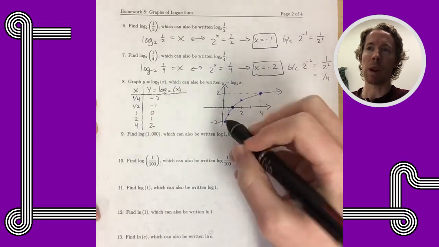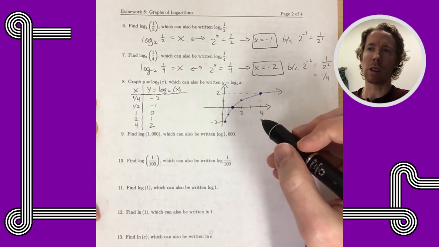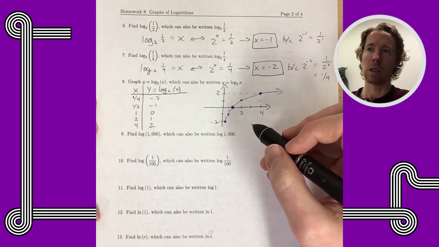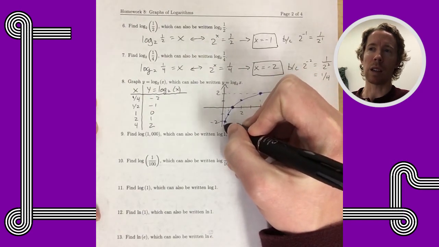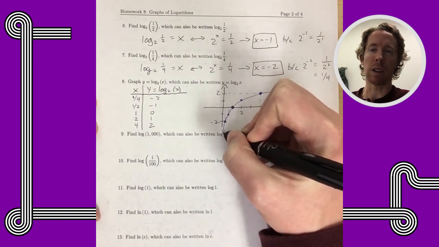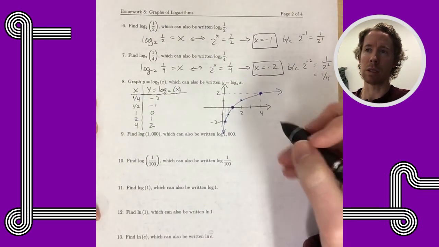And when I connect my points on the graph with a smooth curve, you can see that it looks like this curve is going down. You can't tell how sharply it starts to turn, but it looks like it's going down towards negative infinity as x approaches 0.